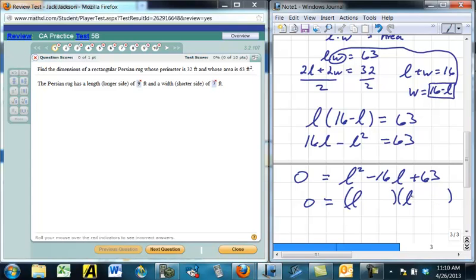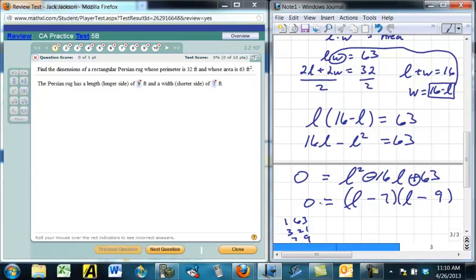To get L squared, it has to be L and L. To get 63, we can try 1 and 63, 3 and 21, 7 and 9. And we want these to add up to 16, so I believe the 7 and 9 will work. Notice that 63 is positive, so they have the same sign. 16 is negative, so they'll both be negative. So let's check that out with FOIL. L times L is L squared. Negative 7 times negative 9 is 63, positive. Negative 7L plus negative 9L is negative 16L.